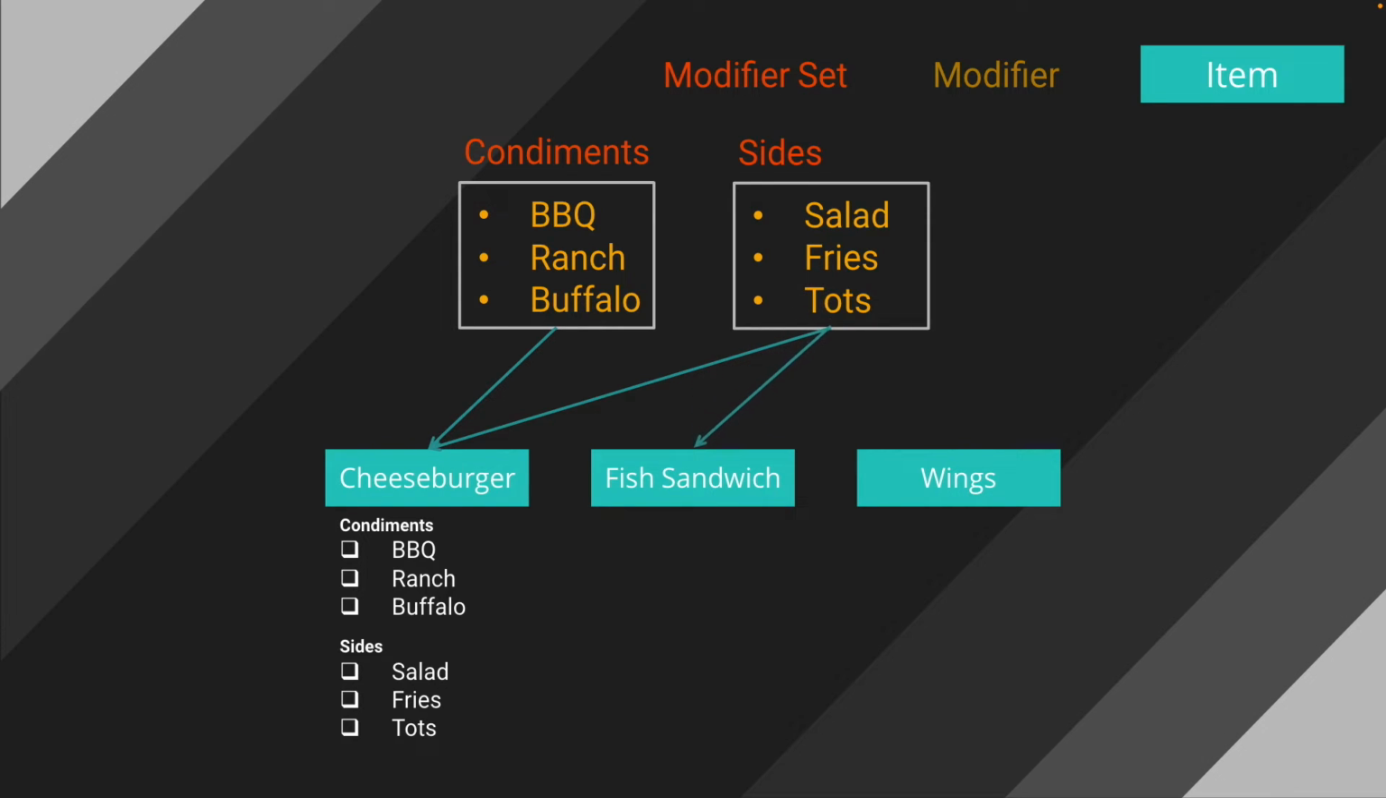Now, next, we'll connect just sides to our fish sandwich, and that just puts sides on the fish sandwich. If we just want to connect the condiments to the wings, then that's what we do. So now what I'll do is I'll show you this in the Square dashboard.